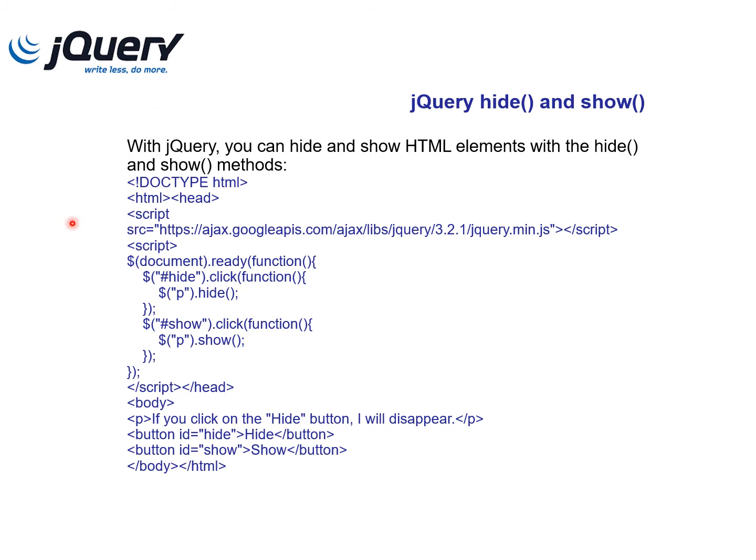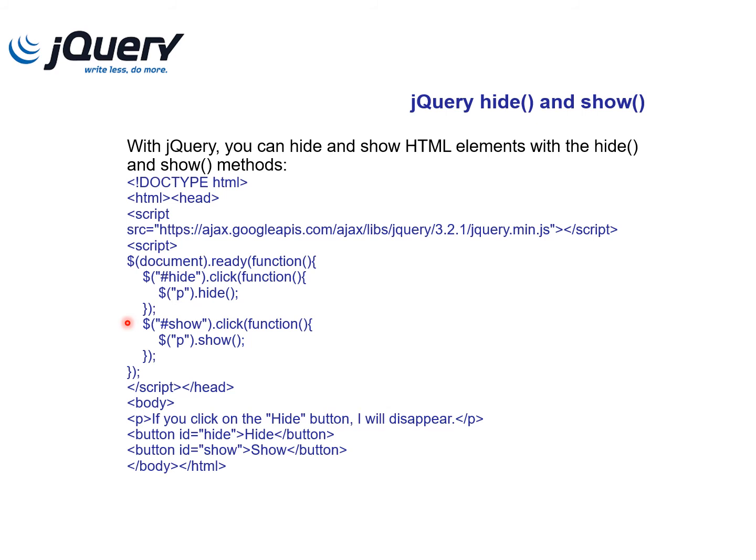Here the example code is like this: HTML tag, head tag. Inside the head tag, a script tag is opened, where src contains the URL of a JavaScript file which contains some jQuery code. Then the script is closed. Then another script is opened, with the $(document).ready function. So this particular script will be executed only after the complete loading of the web page.